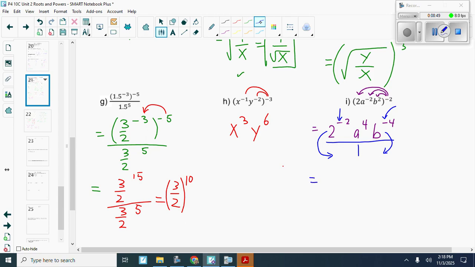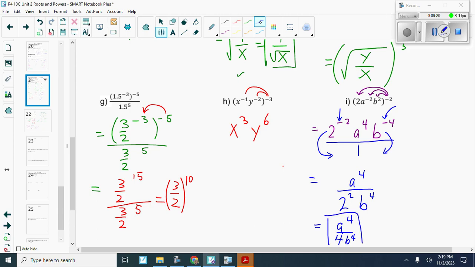So what ends up happening is the A to the power 4 stays where it is because it's positive. It's good on the top. A to the power 4 stays, but the 2 drops down to the bottom. That gets rid of the negative. It's still squared. The B drops down to the bottom. That gets rid of the negative. It's still cubed. As a final answer, I would love to see you just give me 2 squared as a 4.